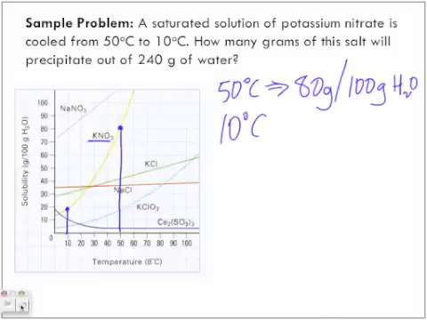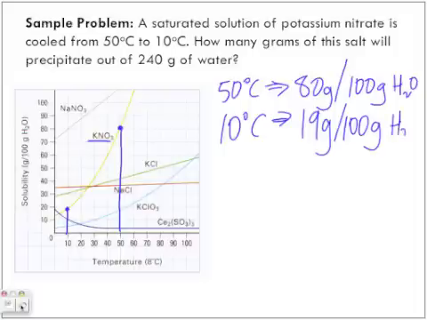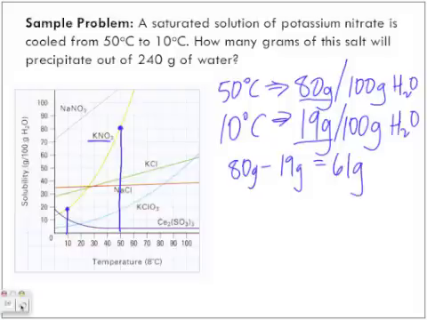At 10 degrees Celsius, obviously we're lowering the temperature, so we'll be able to dissolve a lot less. We can only dissolve 19 grams per 100 grams of water. So 80 grams of potassium nitrate in 100 grams of water; we lower the temperature and we can only dissolve 19 grams per 100 grams of water. We subtract the two: 80 grams minus 19 grams, and 61 grams will precipitate out from this solution, which means a lot less will remain dissolved.